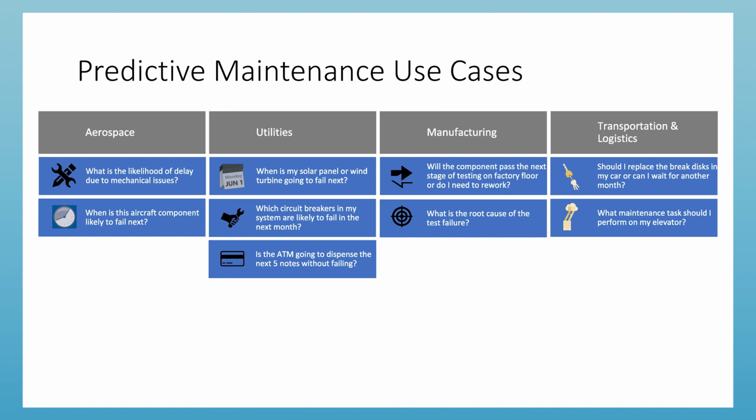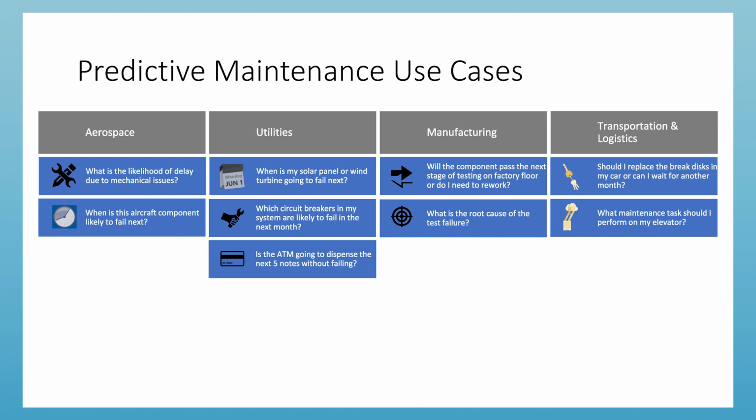Predictive maintenance can be applied in many different domains. For example, aerospace. If we want to know the likelihood of a delay due to mechanical issues, it falls into this kind of application. Another example is when an aircraft component is likely to fail next. Predictive maintenance also occurs in other domains, for example, utilities, manufacturing, transportation, and logistics, etc.